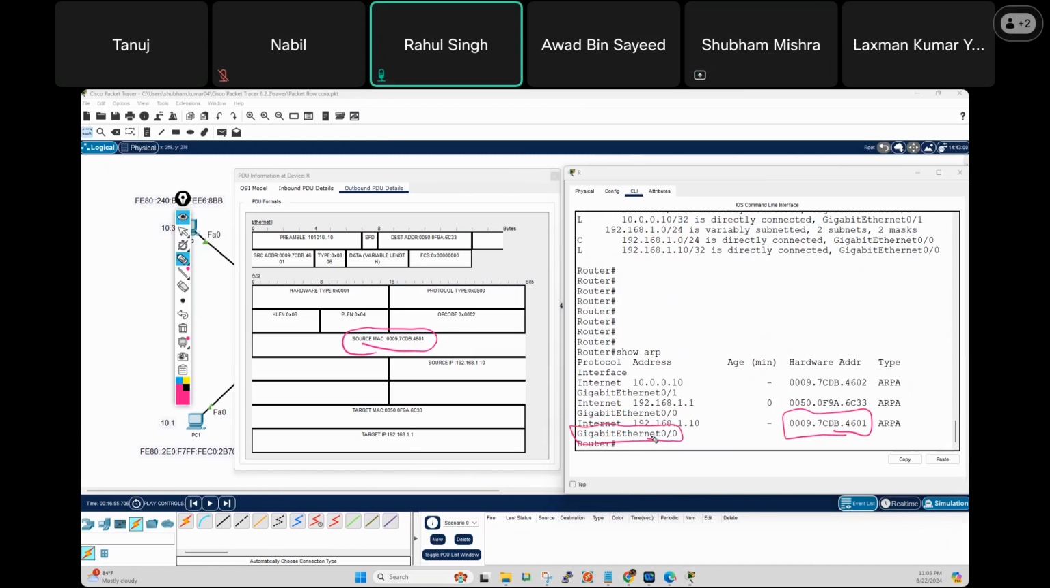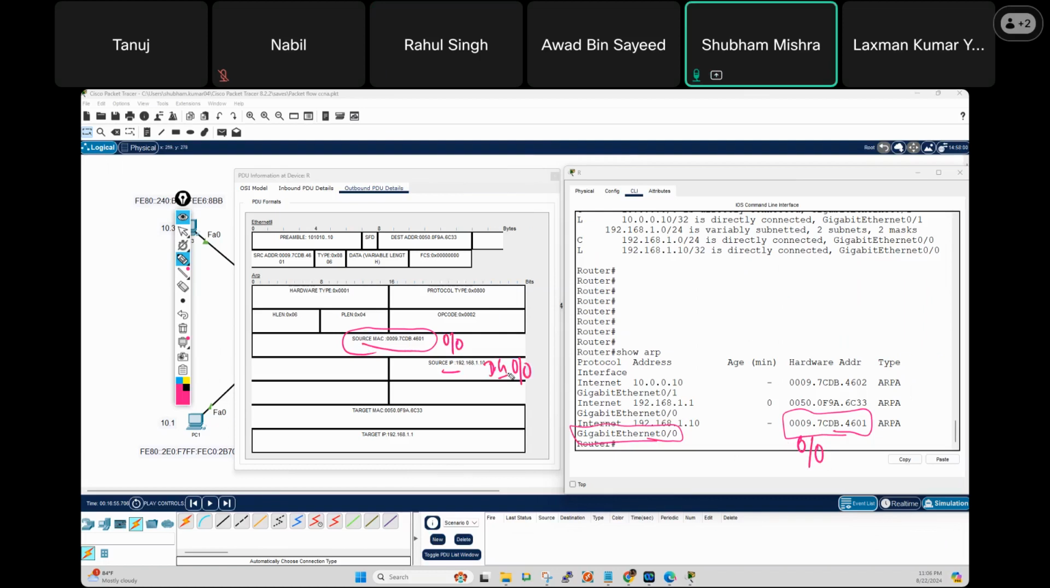not the router itself, but Ethernet 0/0. So it means this is the MAC address of interface Ethernet 0/0. Are you clear, everyone? So this is the source MAC address of router interface gig 0/0. Now, the source IP address is the default gateway IP address, or you can say the router gig 0/0 interface IP address. Yes or no?